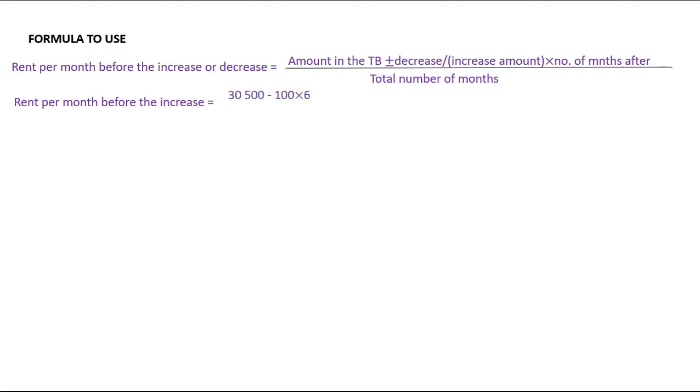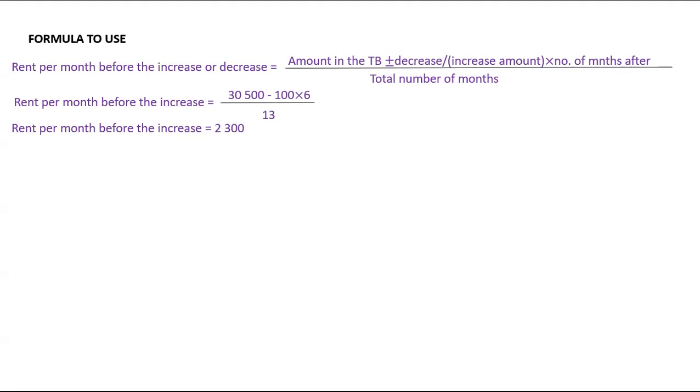You will minus, because it was an increase, the increase times the number of months after the increase, which was October, November, December, January, February, March. 6 months. Whatever you have, you will divide it by the total number of months over which that rent was received, which is 13 months. Per month, that will give you 2,300, which is okay.